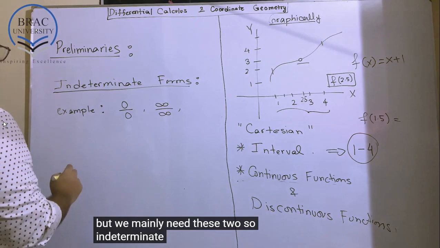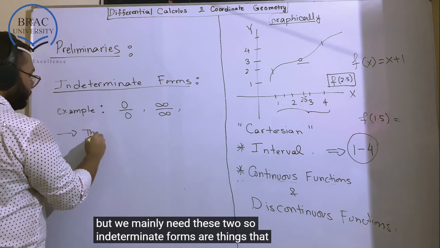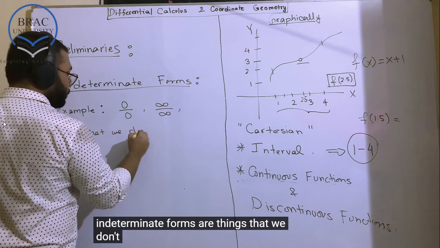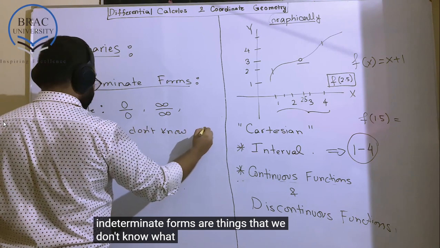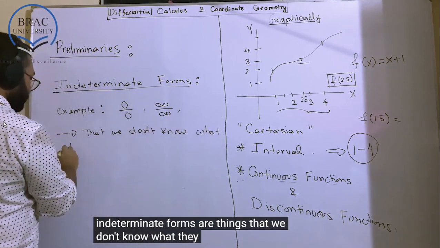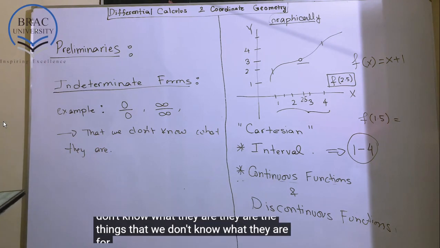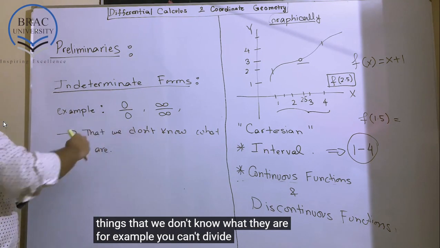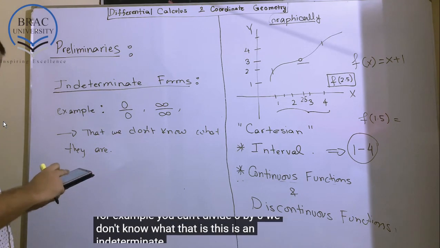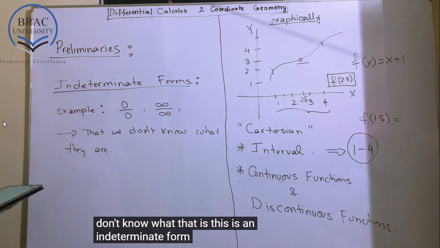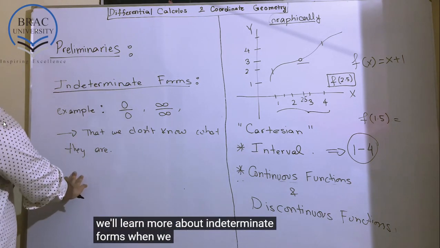So indeterminate forms are things that we don't know what they are. For example, you can't divide 0 by 0. We don't know what that is. This is an indeterminate form. We'll learn more about indeterminate forms when we study limits.